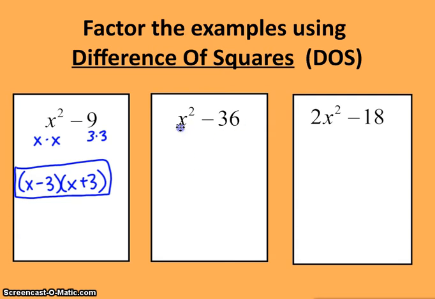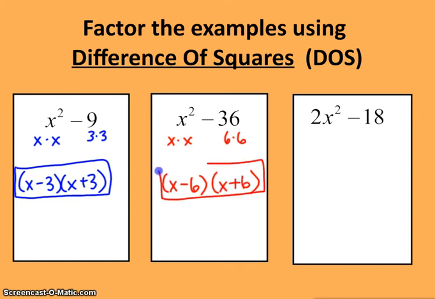For number 2, we have x squared, so it would be x times x, and 36 is 6 times 6. 2 terms that are both perfect squares. They are being subtracted, so I can use the difference of squares. So it should be x minus 6, x plus 6.